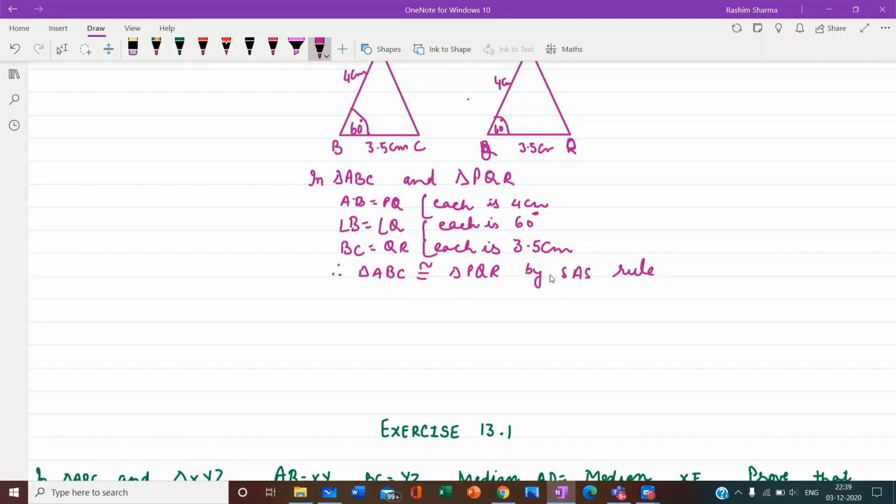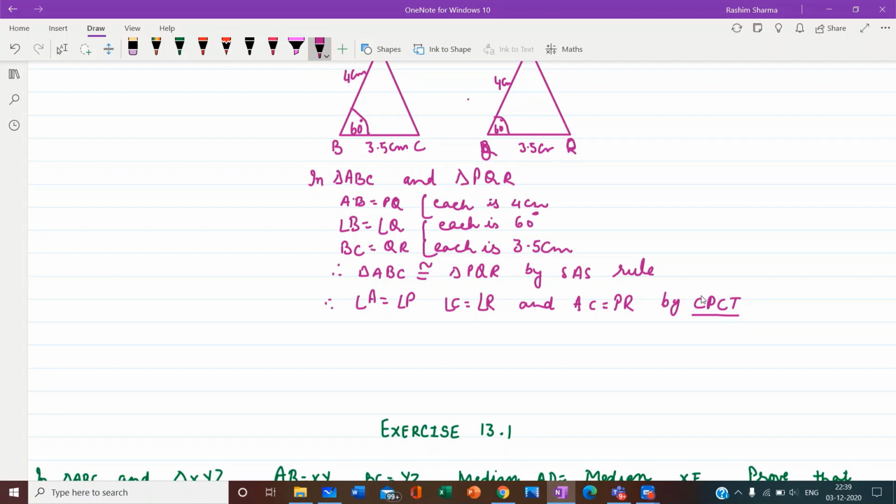Now we have proved the triangles congruent. Now we can equate the remaining parts also. So we will write: therefore angle A is equal to angle P, angle C is equal to angle R, and side AC is equal to PR. The remaining three parts are equal by CPCT. CPCT means corresponding parts of congruent triangles.